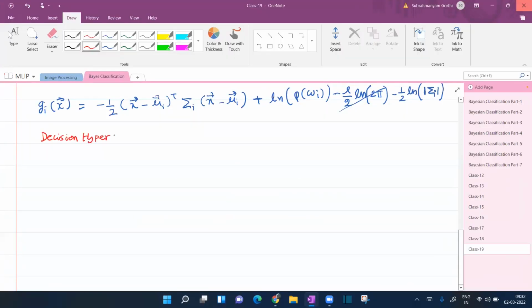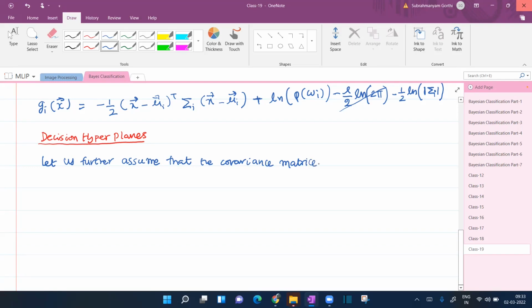I'll continue that. So let me further assume that the covariance matrices are the same for all classes.